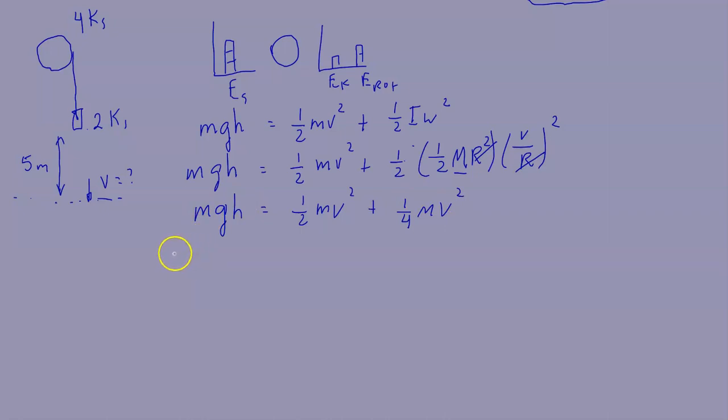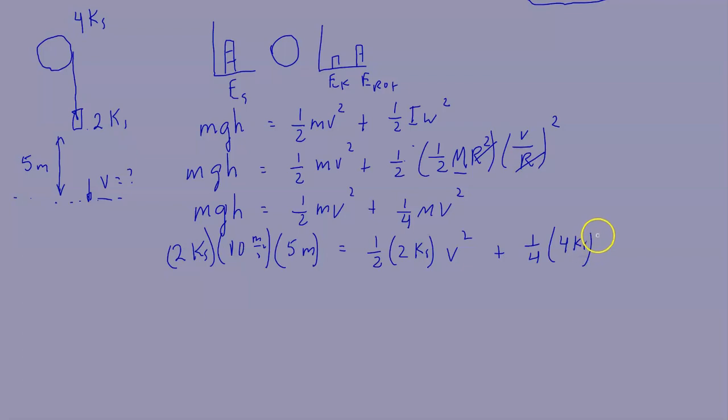So this mass is a mass, so you have to be careful with what we use for masses. 2 kilograms times 10 times height of 5 meters equals 1/2 the mass of the falling part, which is 2 kilograms, times v squared, plus 1/4. We're talking about the big mass now, which is 4 kilograms, times v squared.